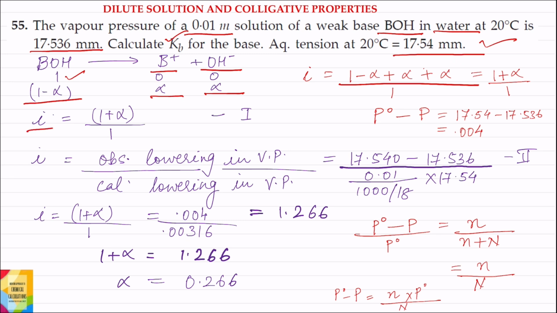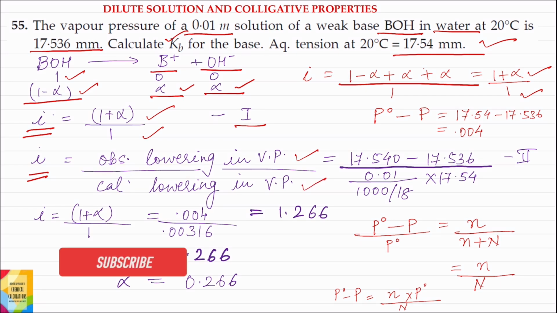Now the value of i is equal to the number of moles after dissociation, which is 1 minus alpha plus alpha plus alpha, that is 1 plus alpha, divided by the number of moles before dissociation. The number of moles before dissociation is 1. So the value of i becomes 1 plus alpha divided by 1. Let this be equation number 1. The value of i is also equal to observed lowering in vapor pressure divided by calculated lowering in vapor pressure.